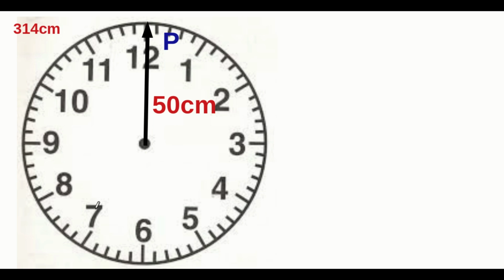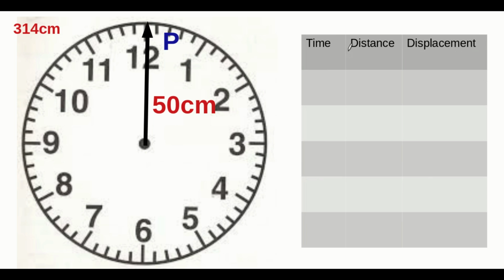Then we have to find the distance and displacement in different situations. Look here. This is a table of time, distance and displacement. In the first case, half hour. During half hour, the needle will come here, at 6. The point P at the end of the needle traveled half of 314. Then the distance is 157.